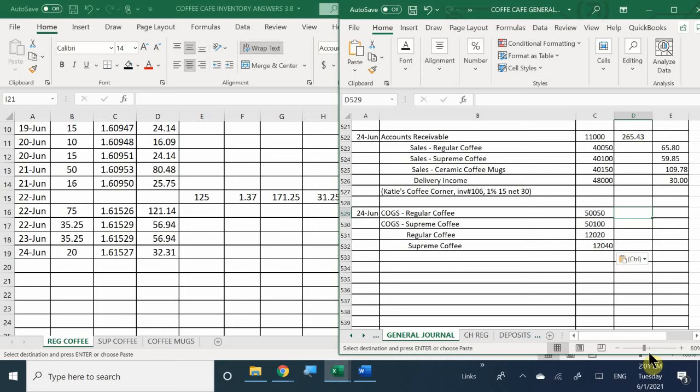So we put today's date, 6/24. Good. Cost of goods sold for regular coffee. Good. And then cost of goods sold for Supreme Coffee. Good. And then just regular coffee? Correct. We're taking it right out of our inventory.